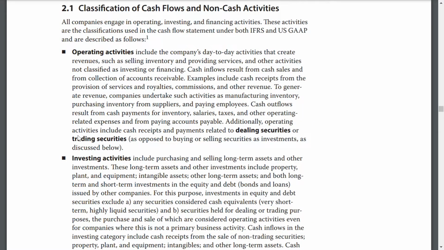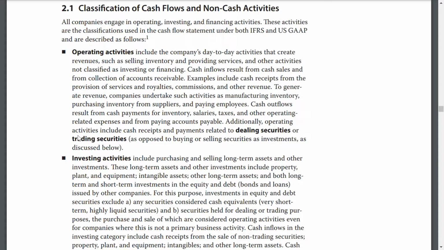These activities are classified using the classifications used in cash flow statements under both IFRS and US GAAP, and are disclosed as follows. Operating activities include the company's day-to-day activities that create revenue, such as selling inventory, providing services, and other activities not classified as investing or financing. Cash inflows result from cash sales and from collections of accounts receivable. Examples include cash receipts from the provision of services and royalties, commissions, and other revenue.